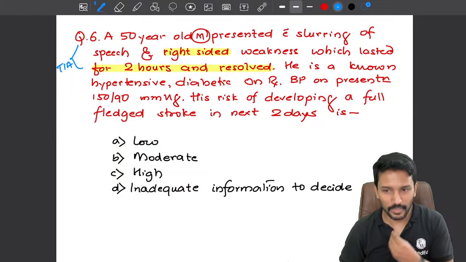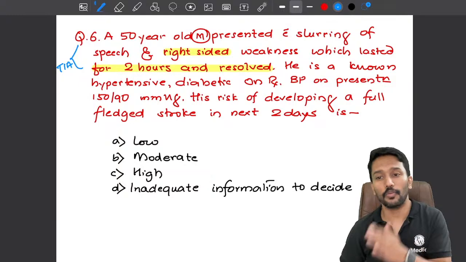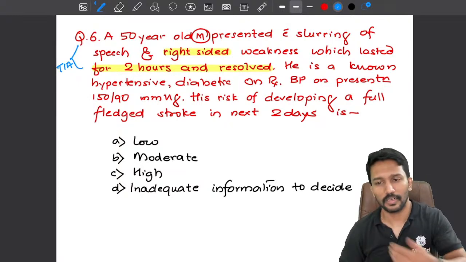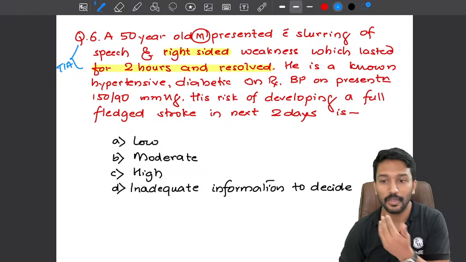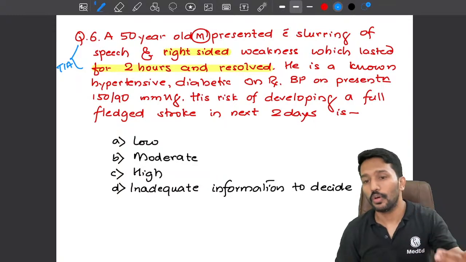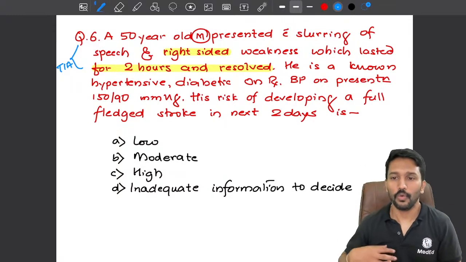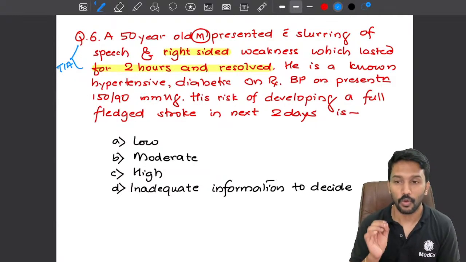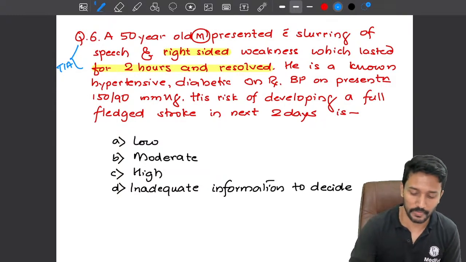But if it has happened once, that means there is a risk of stroke, because the block got cleared now. It need not always get cleared. The next block may not get cleared and it might lead to stroke, right? So now I have to assess the risk of stroke in a patient who had a TIA. Now how do we assess the risk of stroke in a patient with TIA?